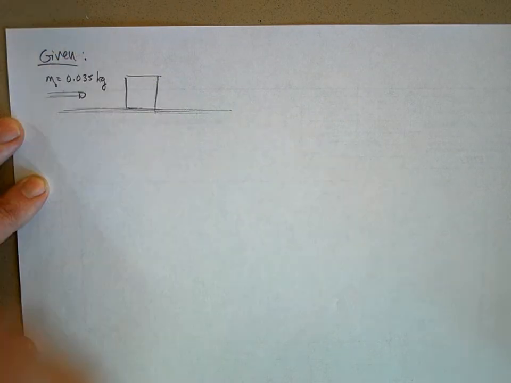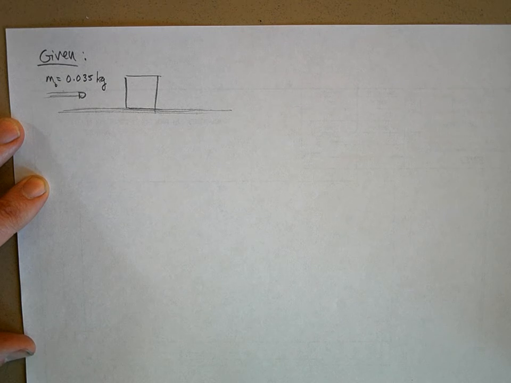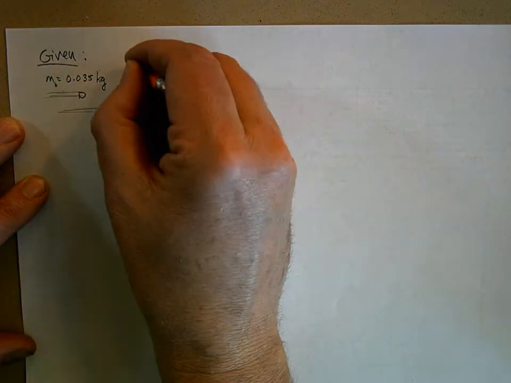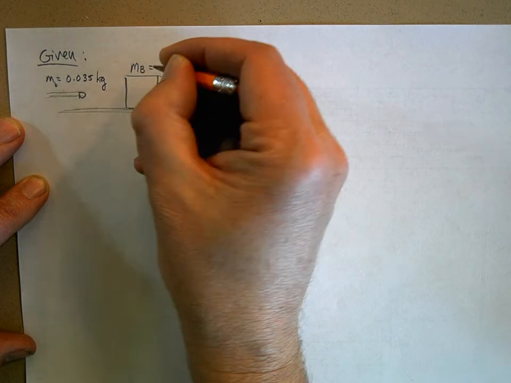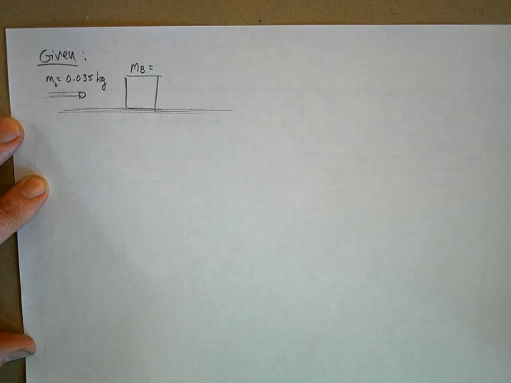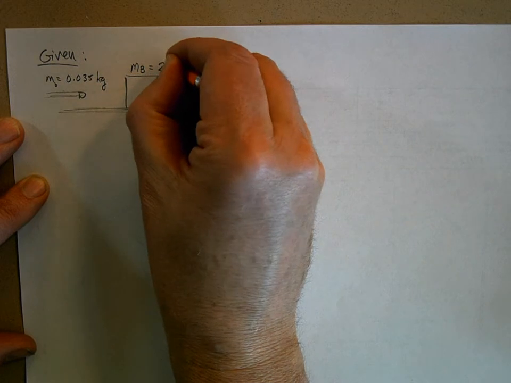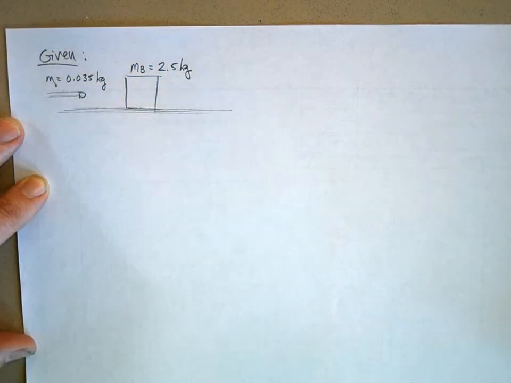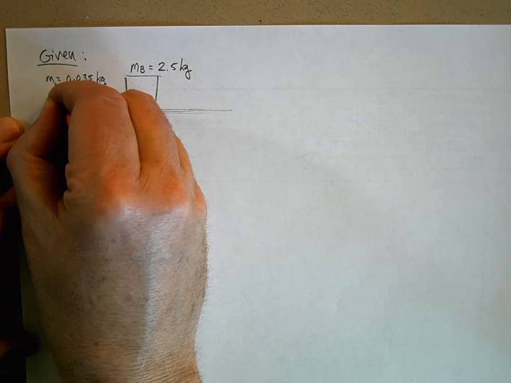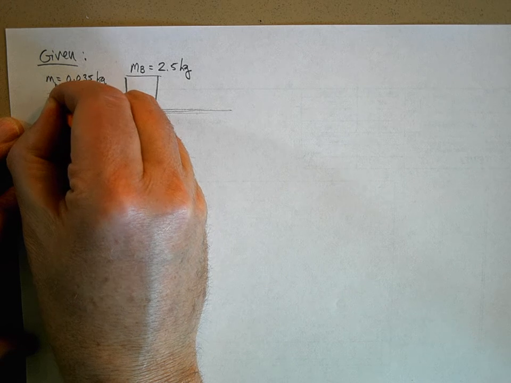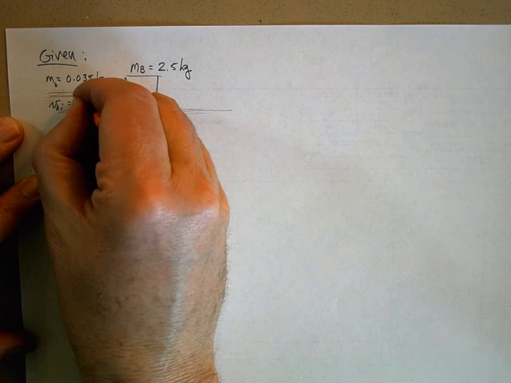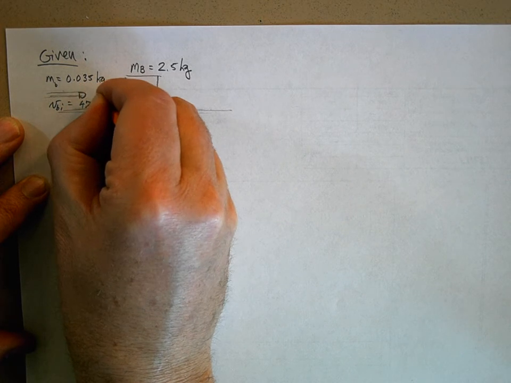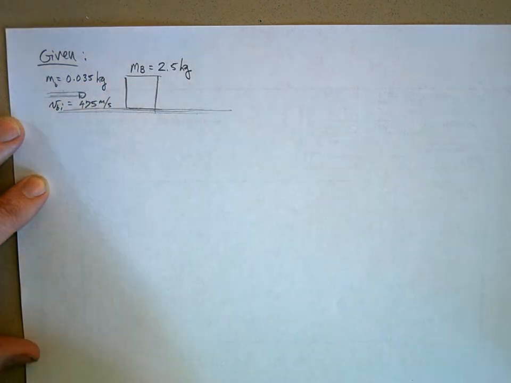Now the block has a mass. We'll call it m sub little b for bullet, and then I'll call this big B. The mass of the block is 2.5 kilograms. And it's at rest. So the initial velocity of the bullet is given to be 475 meters per second. So you have to do that for the before picture.